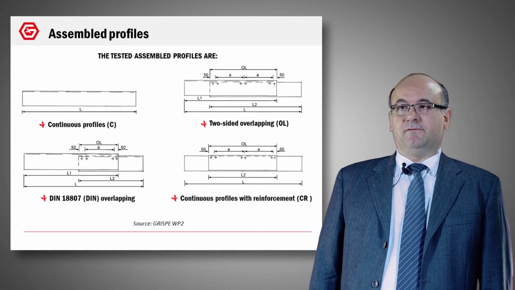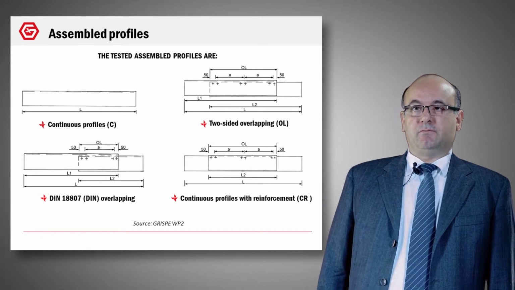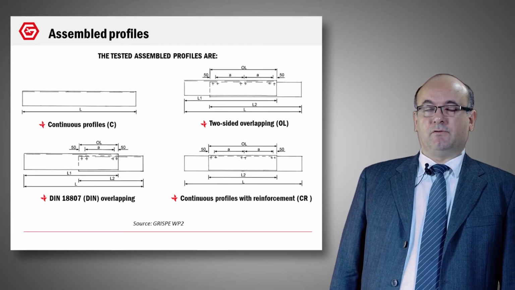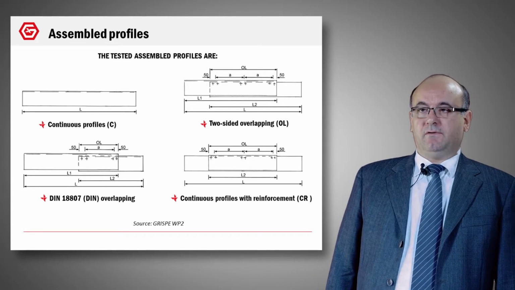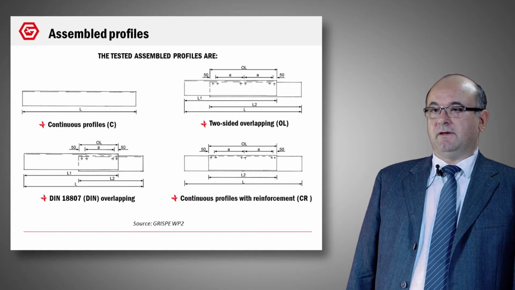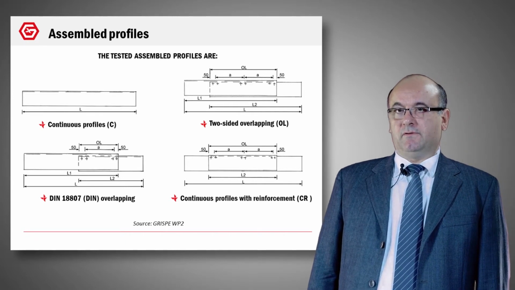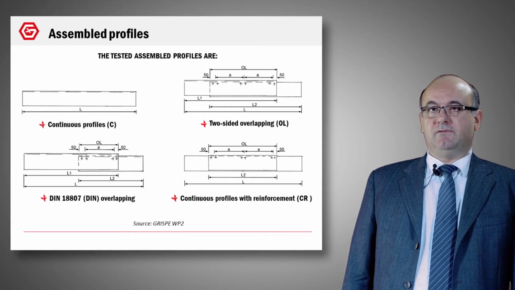To do that, 4 tests were done. The first test was done on a continuous profile that served as a reference, and 3 other tests were done on the DIN overlapping, on a 2-sided overlapping, and on the continuous profile with reinforcement, to obtain data to calibrate the design method.